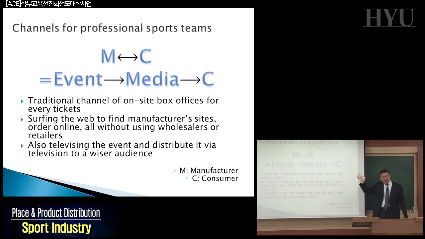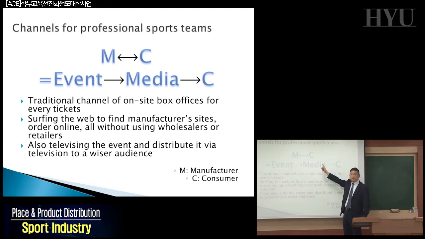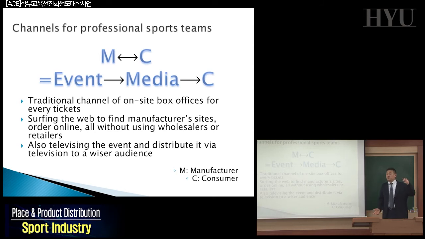Now we can think about the channels for professional sports teams. M means manufacturer: sports products, sports producer and sports manufacturer. And C means sports consumer. In this process, there is a very similar process to the previous screen, where you had the chance to see the traditional channel. But that is very traditional. We can apply the traditional channel to the sports concept.